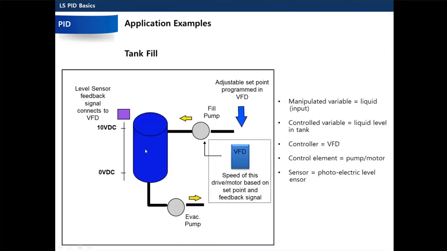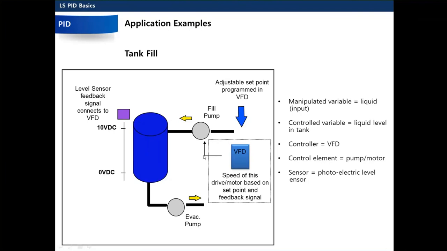One more common one would be a tank fill. So a tank is going to be very similar. It's going to have the same components where you have a level sensor, which would be like your feedback device. In this case, it'd be a 0 to 10 volt signal, so an analog signal. You have a fill pump, you have an evacuation pump, and the VFD is only going to control one. And in this case, it's a tank fill, so we're controlling the fill pump.